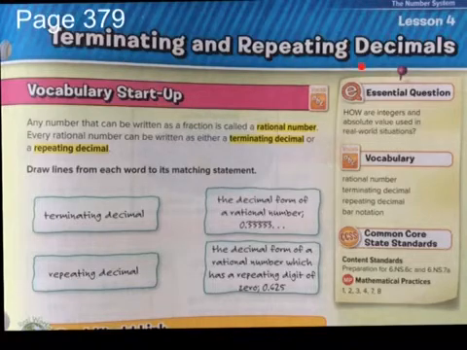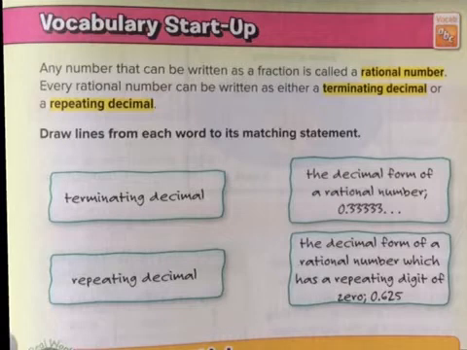Terminating and repeating decimals. Terminating means ending, that the decimal ends, and repeating means they continue to repeat indefinitely. You can find this lesson on page 379. Any number that can be written as a fraction is called a rational number. Every rational number can be written as either a terminating decimal or a repeating decimal.